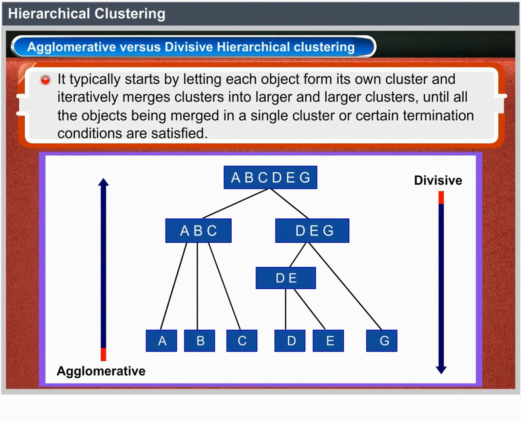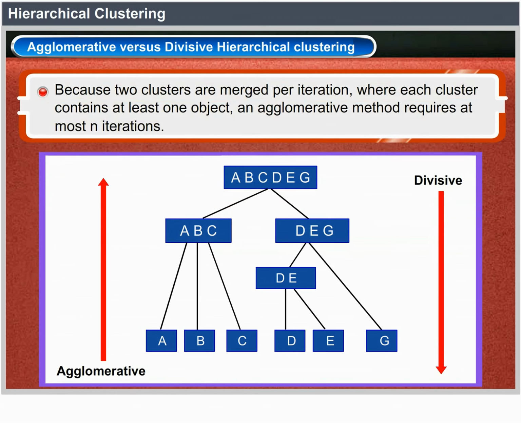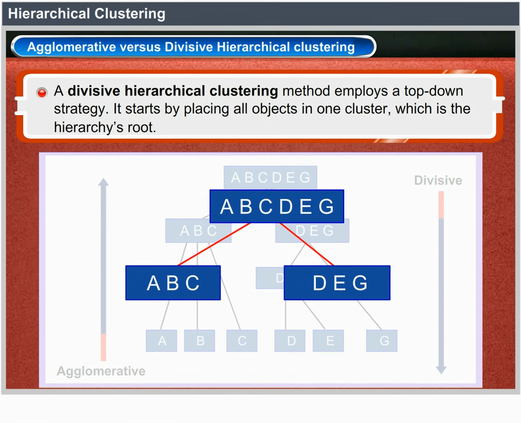For the merging step, it finds the two clusters that are closest to each other according to some similarity measure and combines the two to form one cluster. Because two clusters are merged per iteration, where each cluster contains at least one object, an agglomerative method requires at most n iterations. A divisive hierarchical clustering method employs a top-down strategy.